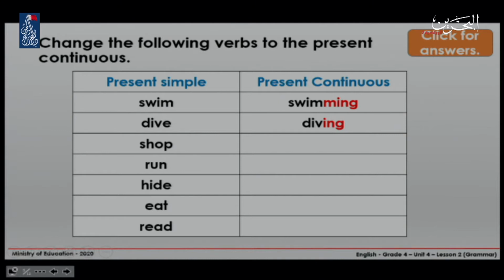Now, let's look at the verb shop. Now look here, we have the vowel O and we have the consonant P. What are you going to do? Excellent. We are going to double the letter P. It will become shopping, and of course we will add ing.